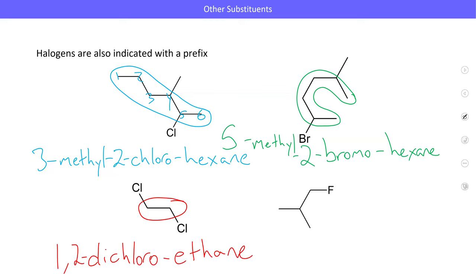Say there was a chlorine instead of a methyl group. See, and now that gets tricky, right? Are we talking which one's bigger? Usually, yes. We go with the bromine would get the lower numbering in that case, if we're splitting hairs.